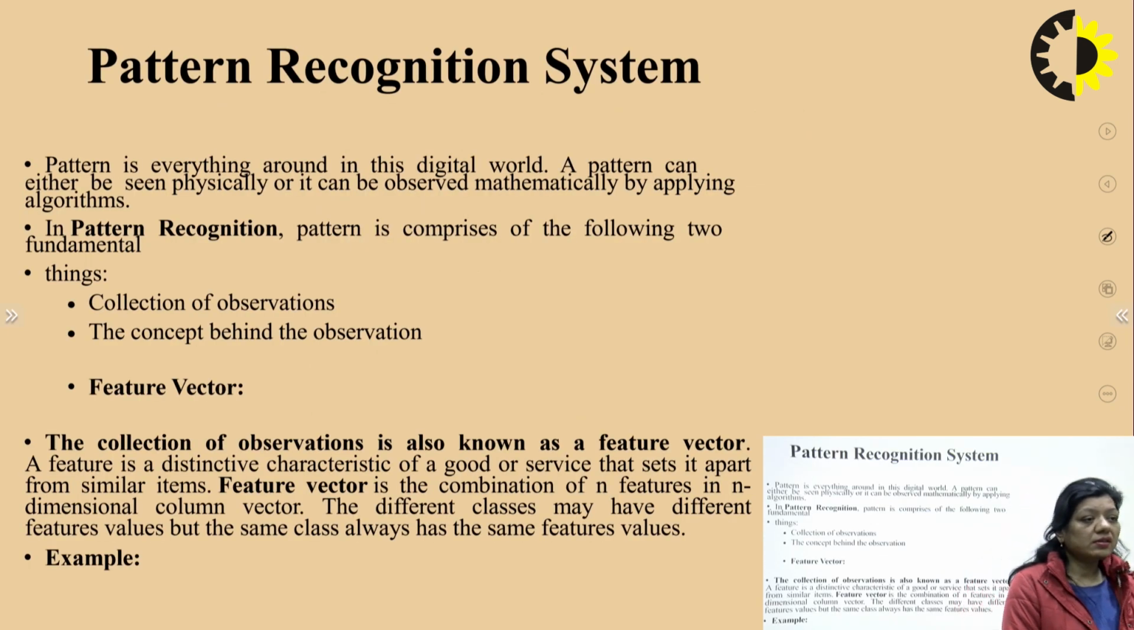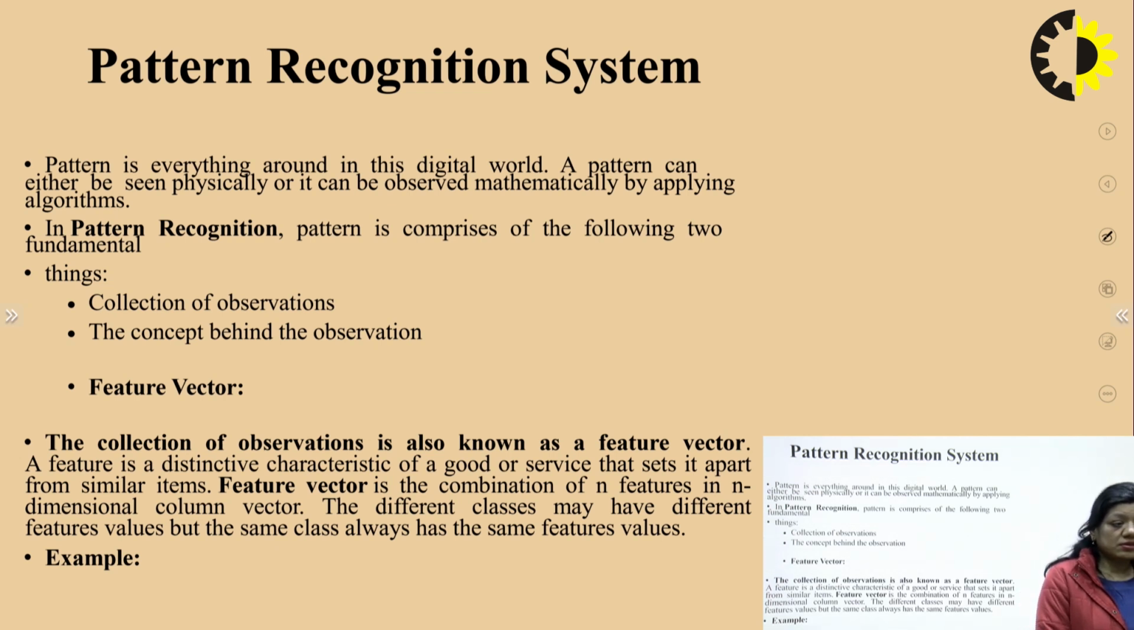What is a pattern recognition system? A pattern is everything around this digital world. A pattern can either be seen physically or it can be observed mathematically by applying an algorithm. In pattern recognition, a pattern is comprised of two fundamental things: first, a collection of observations, and second, the concept behind the observations. The collection of observations is also known as a feature vector.